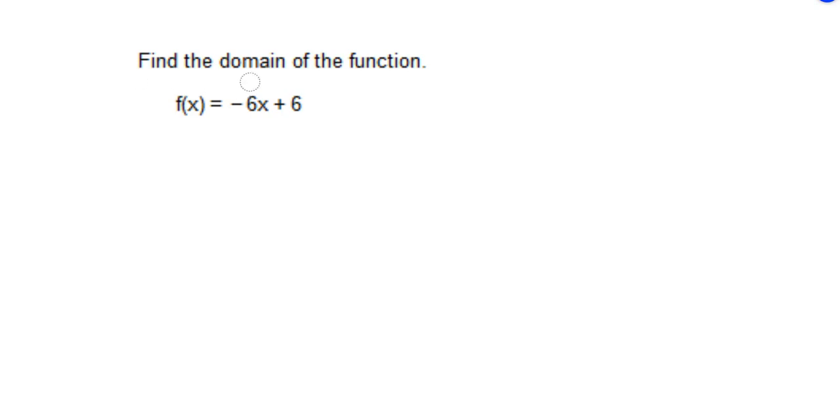This question says, find the domain of the function f of x equals negative 6x plus 6. This function doesn't have any variables in the denominator, no variables underneath a radical, and it follows the pattern of a polynomial function where our variables are raised to whole number powers. So this is a polynomial function, and more specifically, it's a linear function.